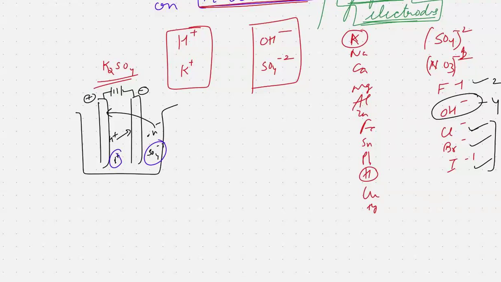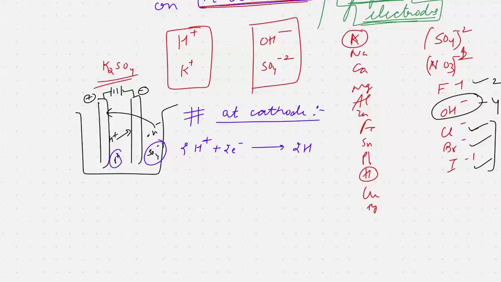So you understand what is happening here. At cathode, what are we going to write down? At cathode, we are going to write down H plus. When we send two H plus, what exactly does it mean? They're going to gain two electrons and form 2H neutral. And the 2H neutral will form what? H2 gas. Is that clear?